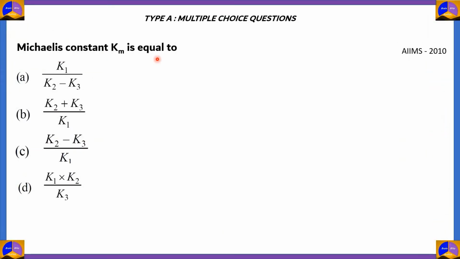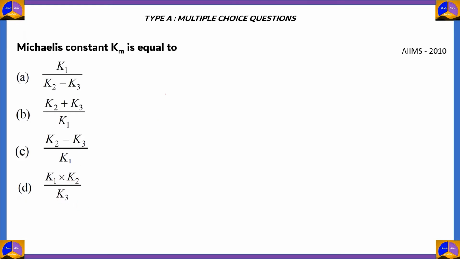So, our first question. The Michaelis constant, Km, is equal to option A, K1 divided by K2 minus K3. Option B, K2 plus K3 by K1. Option C, K2 minus K3 by K1. And option D, K1 times K2 divided by K3.